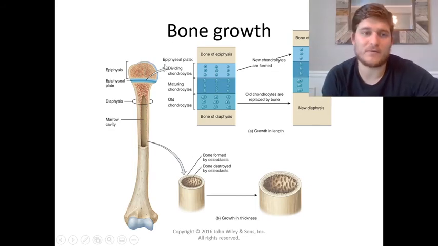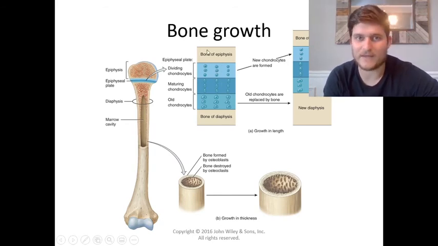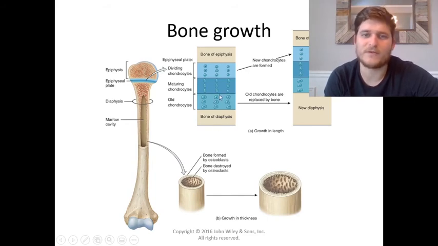At the growth plate, or the epiphyseal plate, we could see that these chondrocytes are going to multiply and divide. And so as those chondrocytes get older and they mature, old chondrocytes then are replaced by bone. And so that's how we get this growth, this length change in our bones.